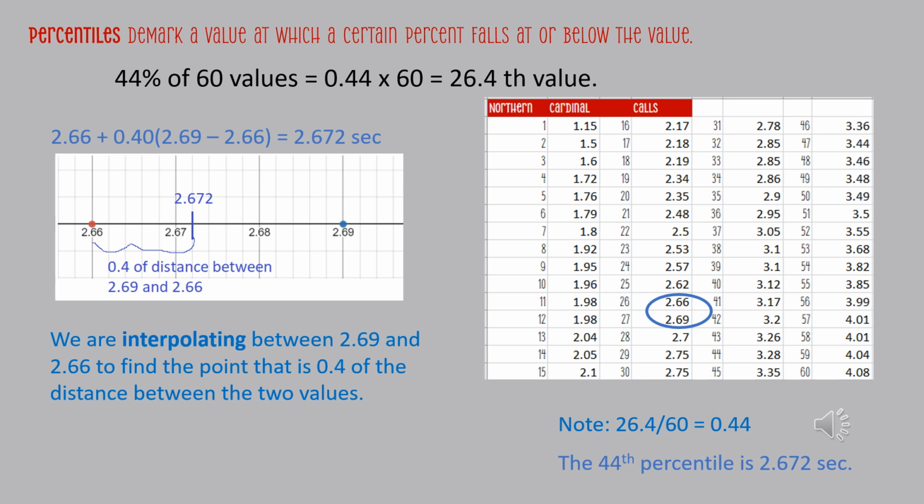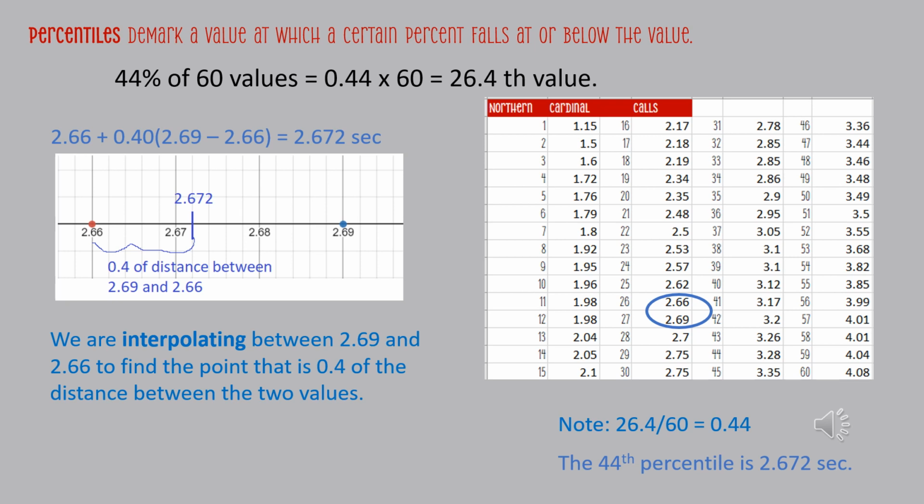Our other examples of percentiles had us land exactly on one of the data values, but that doesn't always happen. Consider the 44th percentile. 44% times 60 is 26.4 as the position. So that means the 44th percentile is in between the 26th and the 27th. But it's not exactly halfway between them. We got 0.4 as the decimal and not 0.5.